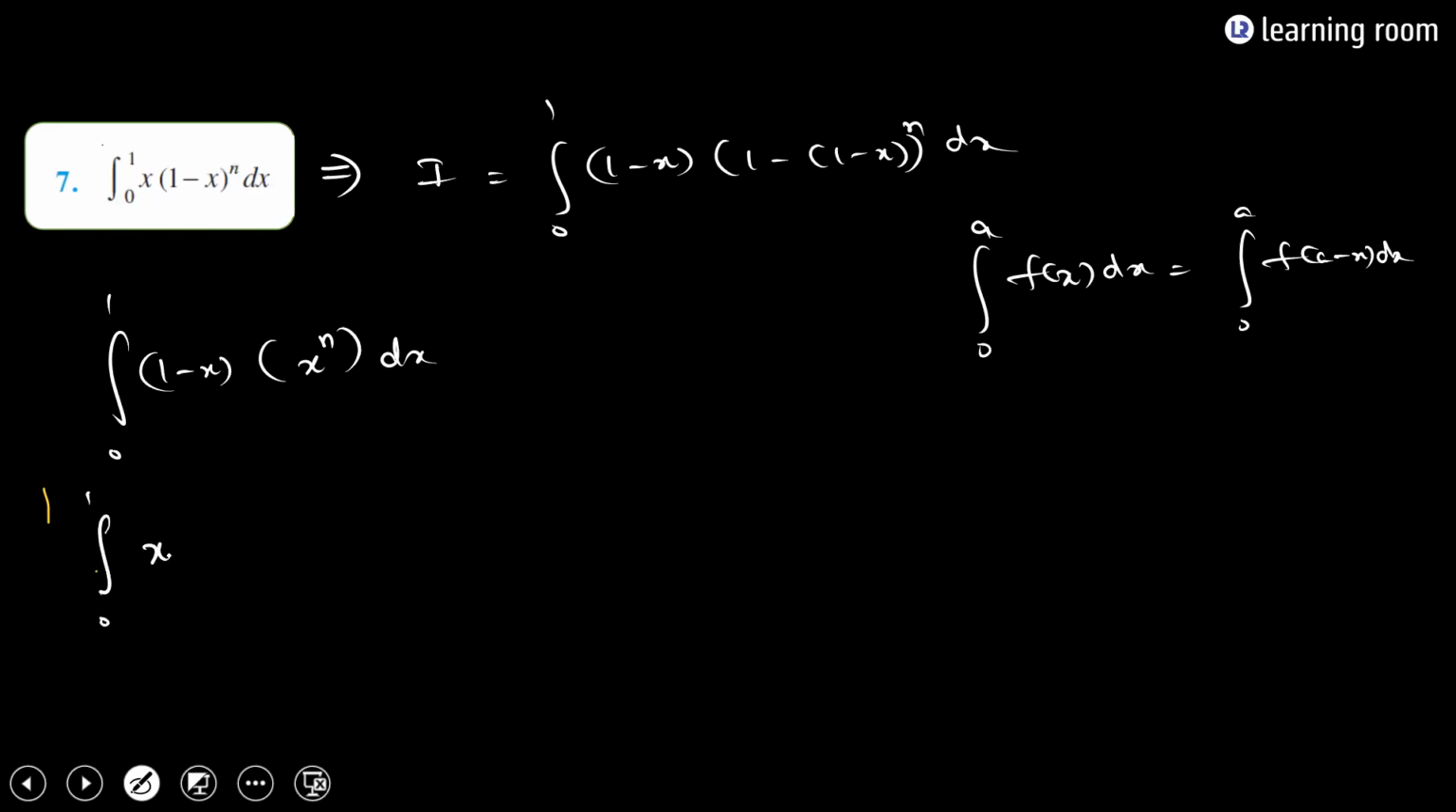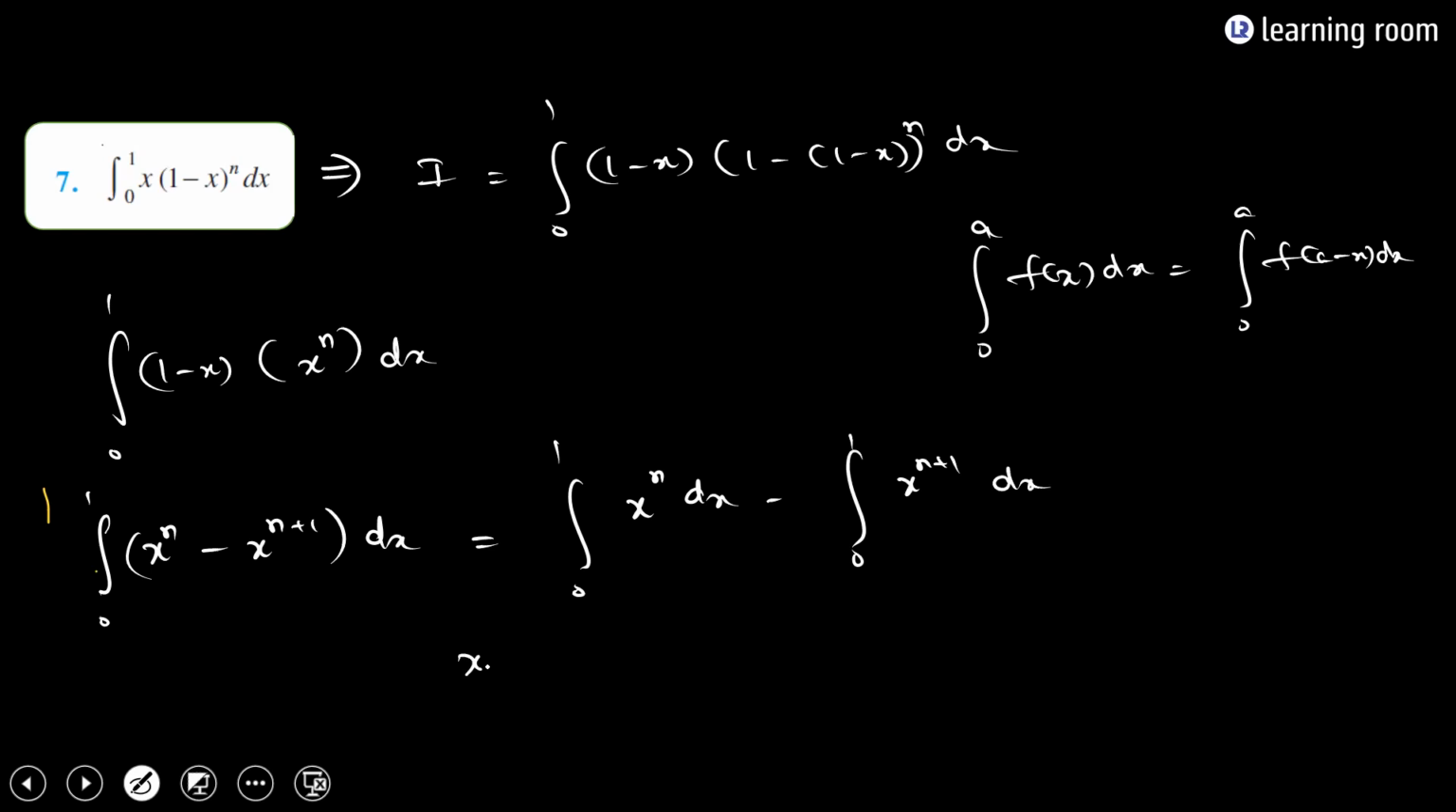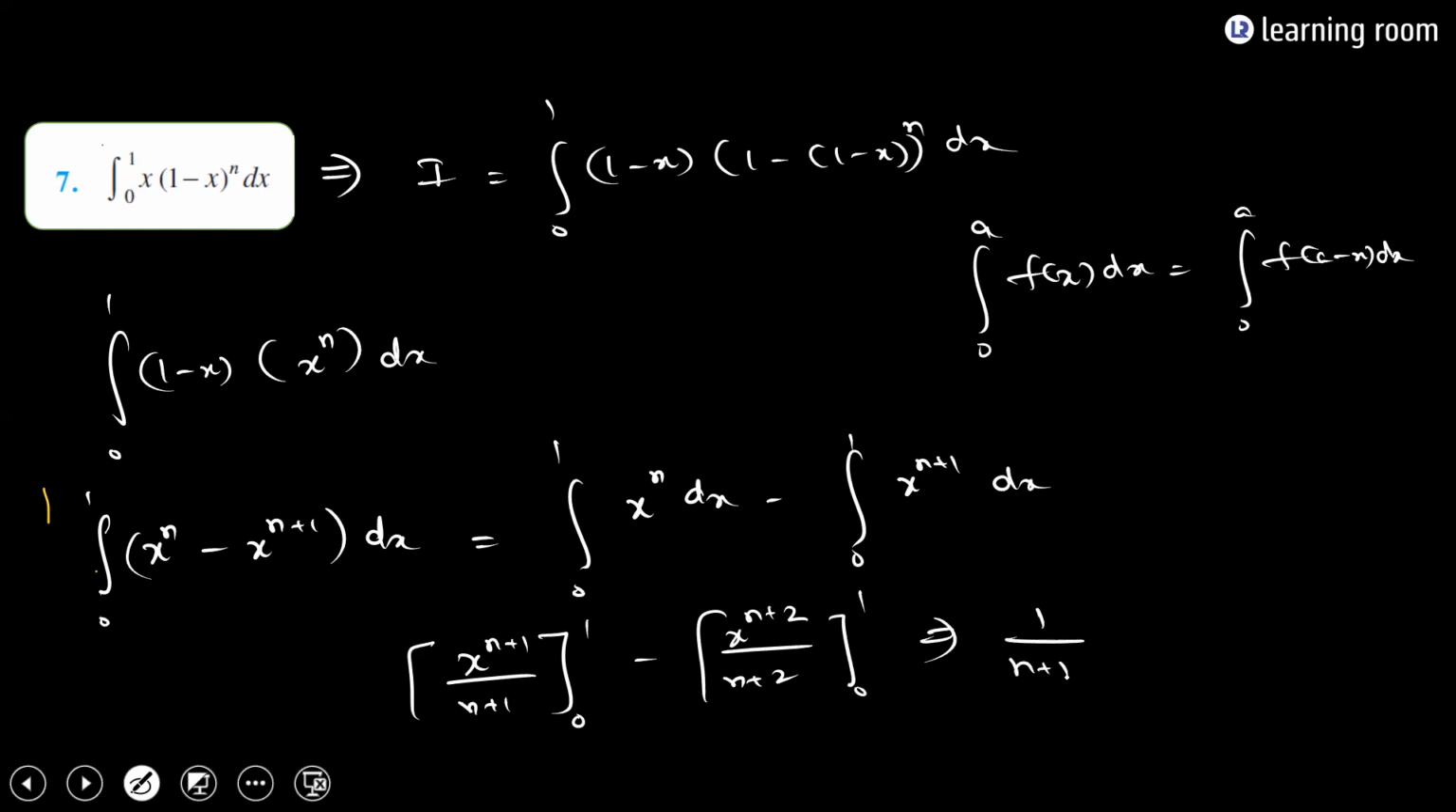Integral of 0 to 1 of x power n minus x power n plus 1 dx. So integral of 0 to 1 x power n dx minus integral of 0 to 1 x power n plus 1 dx. So this will be x power n plus 1 by n plus 1 between 0 to 1 minus x power n plus 2 by n plus 2 between the same 0 to 1, which implies it is 1 by n plus 1 minus 1 by n plus 2. So you get the answer as 1 divided by (n plus 1) into (n plus 2). This is the answer.